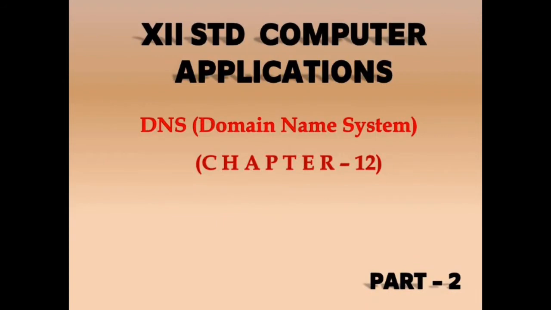Good morning, students. We are discussing chapter 12, domain name system, and this is the second part of this chapter. This chapter mainly describes how each and every computer is identified in a network and what the different names assigned to them are. In the previous session, we discussed the IP address. It is a unique number assigned to each and every computer, and we also discussed two versions of IP address. One is IPv4, another one is IPv6.